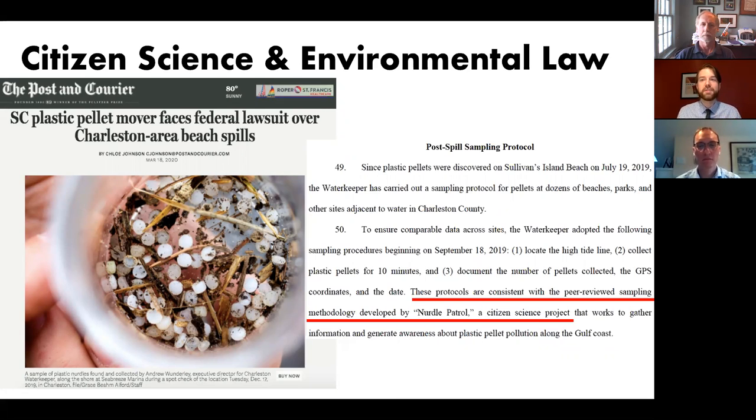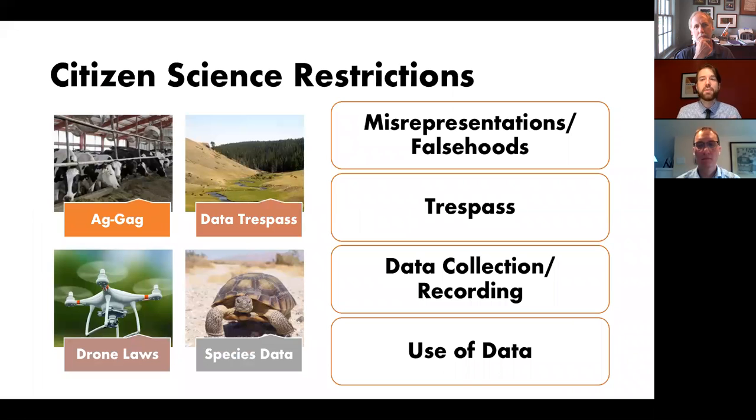So with those uses of citizen science in mind as the stakes and how citizen science interacts with environmental law, there's obviously been a pushback by regulated industries against this use of citizen science. And the result, as Shaun mentioned earlier, is that many states have enacted restrictions on citizen science. And I'd like to give a very brief overview of those. So we see them in a few different categories of types of laws restricting citizen science. There's ag-gag laws, which Professor Marceau will talk about in a moment. The data trespass law, which Professor Pidot will talk about, the Wyoming case.